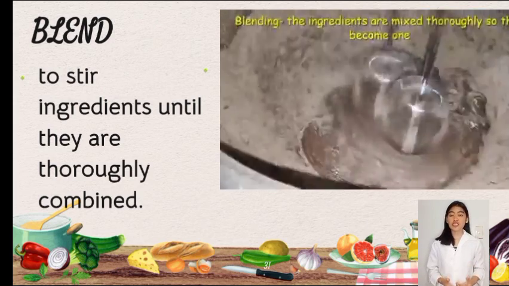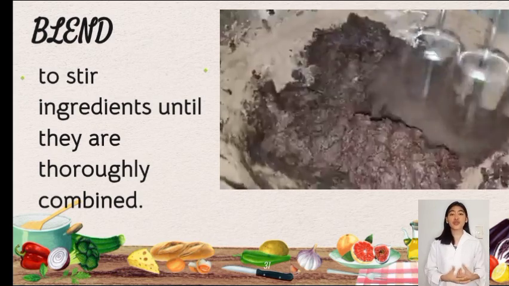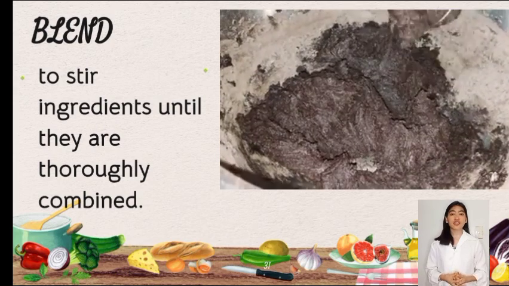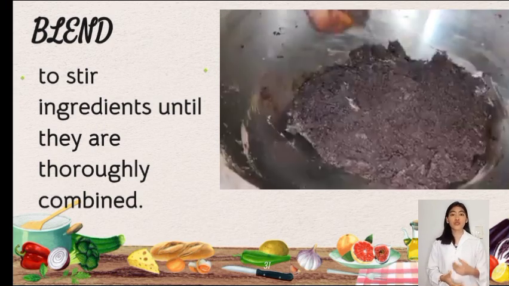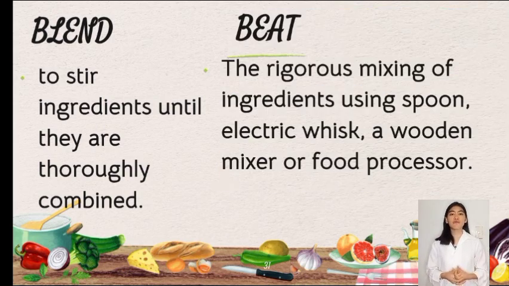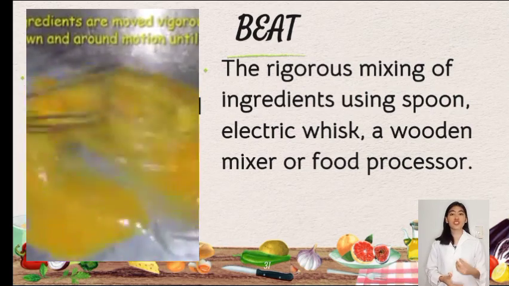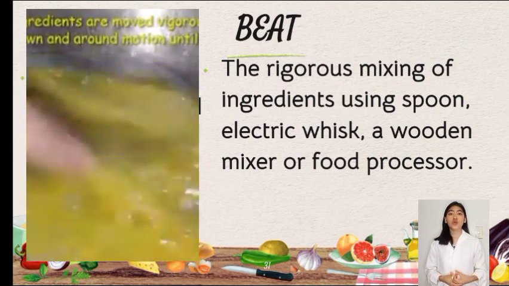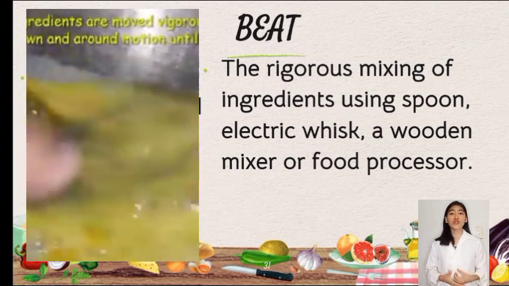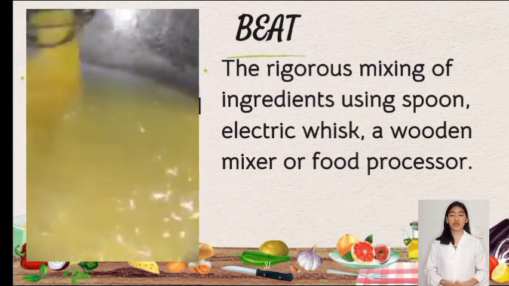So this is the process of combining two or more ingredients to become smooth and uniform. For instance, when you blend your dry ingredients and your liquid ingredients, the result is a cake batter mixture. Next we have beat. This is the rigorous mixing of ingredients using a spoon, electric whisk, a wooden mixer, or food processor. So the purpose is to thoroughly combine the ingredients and to incorporate air to make it light and fluffy.